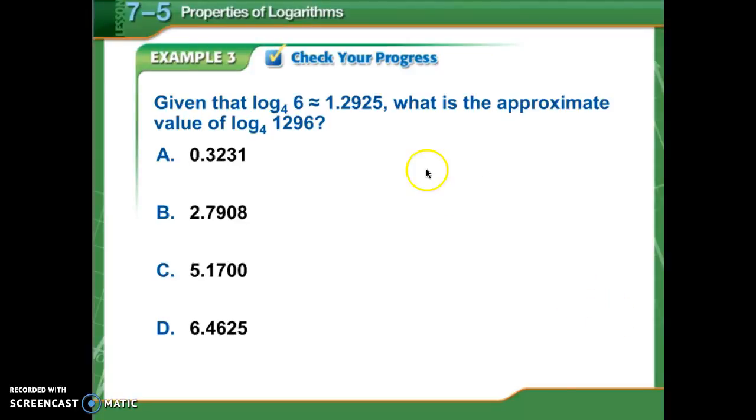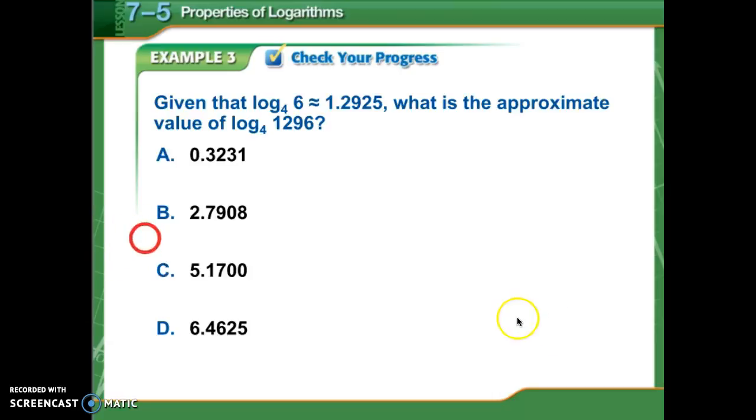Check your progress. 6 to what power gives us 1296? If you think about that, you'll be able to get this answer pretty easily. It turns out that 6 to the third power is 216, and 6 to the fourth power is 1296. So we're just doing 4 times the 1.2925, and we get 5.17, choice C for our answer.